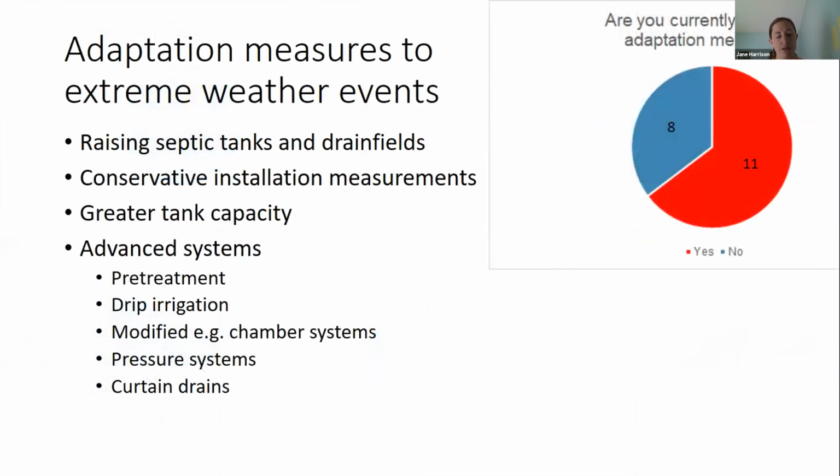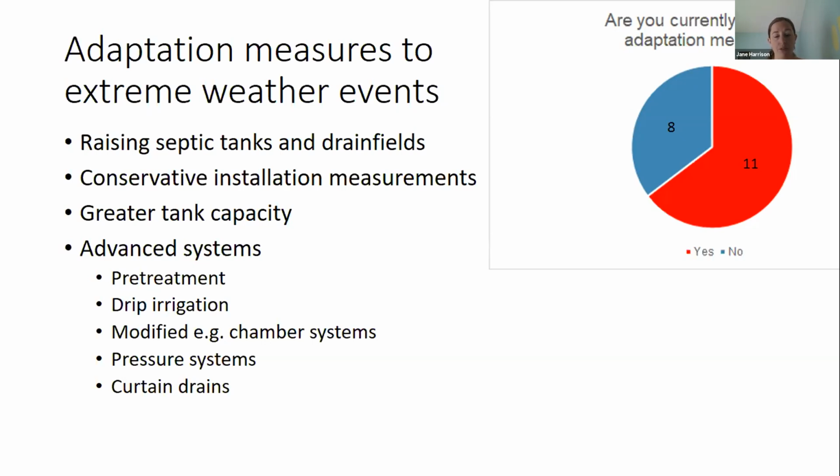Now, finally, I do want to mention some of the adaptation measures that the wastewater operators are starting to take on. So when we asked them, are you taking any adaptation measures to deal with extreme weather events currently? Over half said yes. And so these are just some of the things that they are doing. They are raising septic tanks up with fill to either be partially or completely above ground. They're raising the drain field to be shallower or above ground. They're really trying to create that greater vertical distance to the groundwater table.